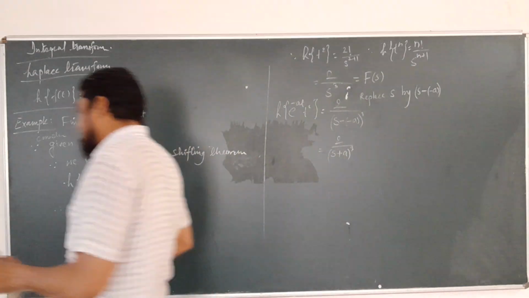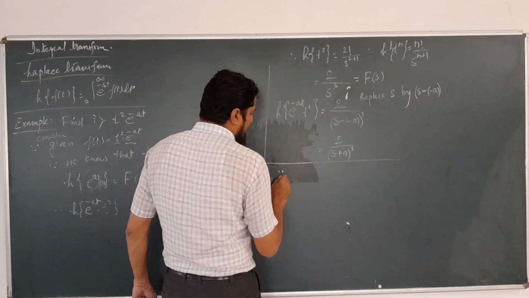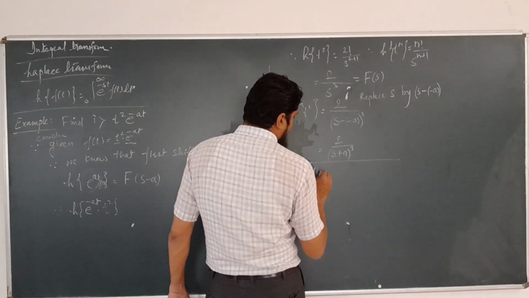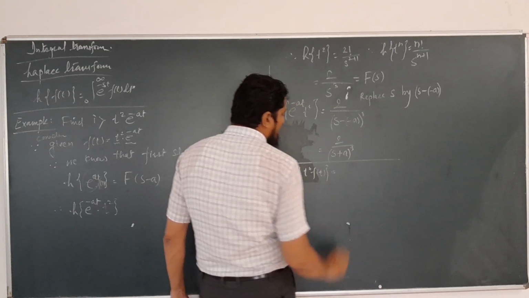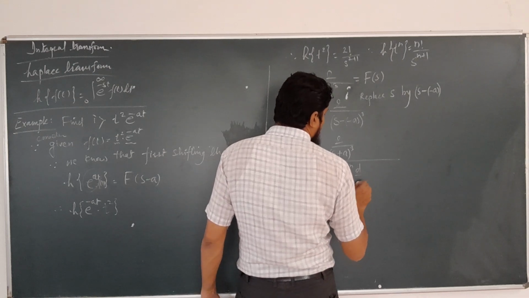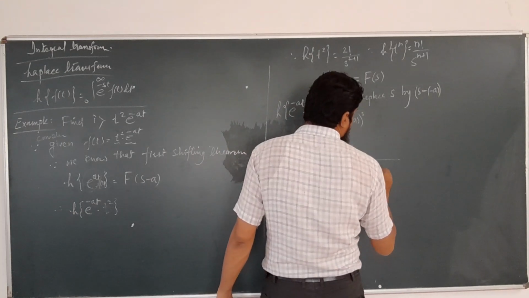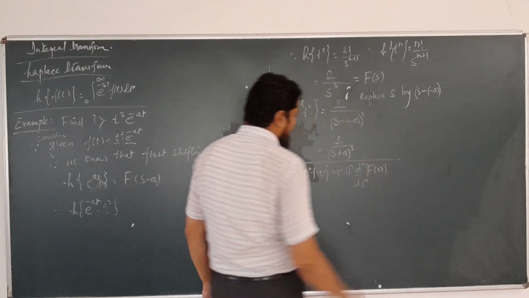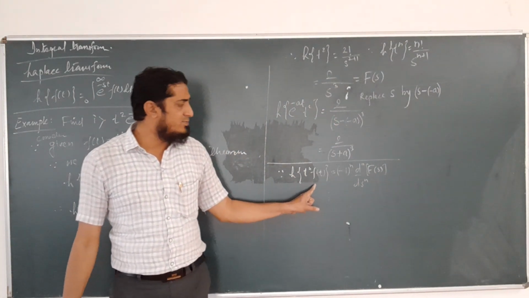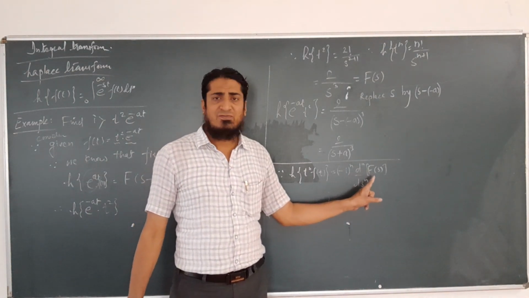Since we know that the Laplace transform of t raised to n into f of t is equal to (minus 1) raised to n, d^n by ds^n of f of s. Correct. We have the theorem: Laplace transform of t raised to n into f of t is equal to (minus 1) raised to n, d by ds of f of s.